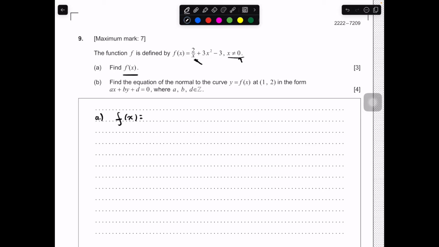F of x is equal to 2 over x plus 3x squared minus 3. And we know if we want to take the derivative, so I'll write it out here. This is given in your formula booklet. We have x to the power of n. If we want to take the derivative and find f prime, we multiply this exponent out in front, and then it's reduced by 1. But the question here, x is always just by itself. They never give us 1 over x. What do we do in these cases?